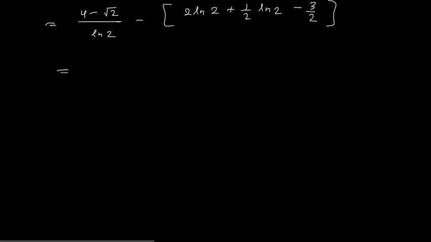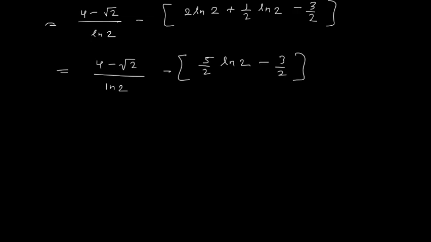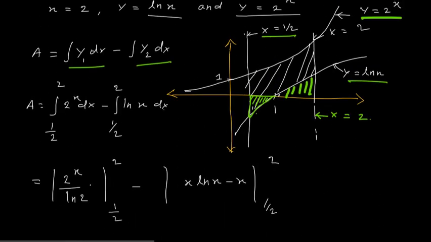Again this is 4 minus root 2 upon ln 2 minus, here ln 2 I will take common, 2 plus half is 5 by 2 ln 2, minus 3 by 2. Now let us open the bracket. This minus minus will become plus, so I will write 3 by 2 first, then minus 5 by 2 ln 2, and then this part plus 4 minus root 2 divided by ln 2. Yes, interesting question, a little difficult, the fourth one.